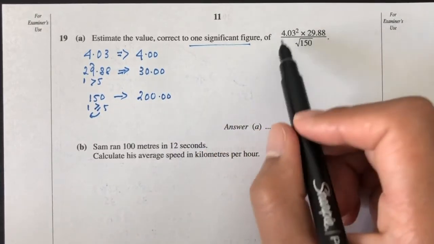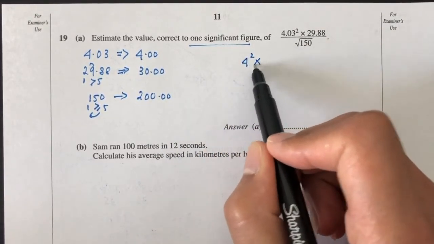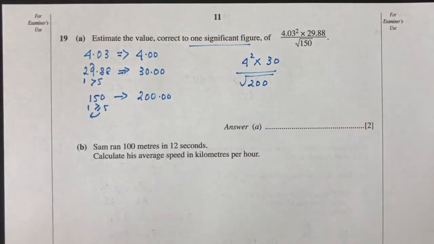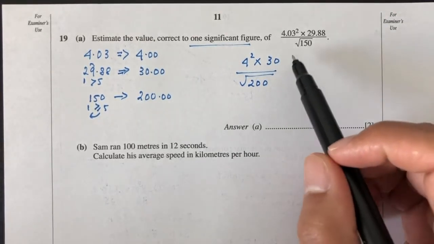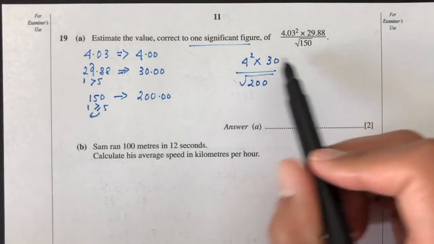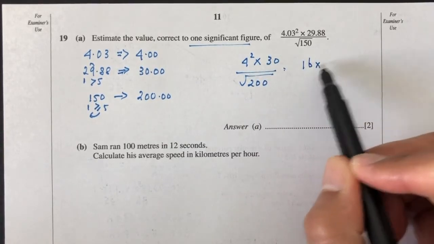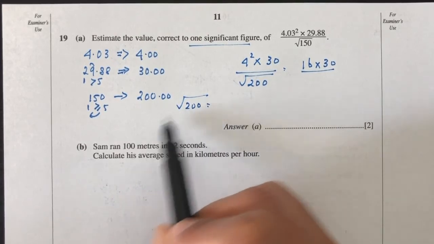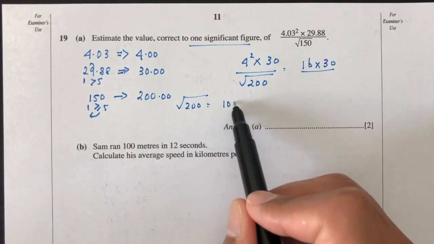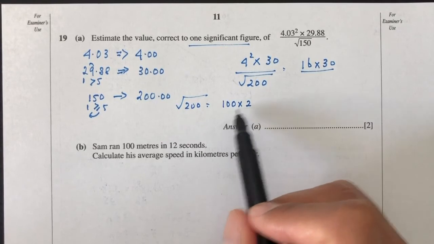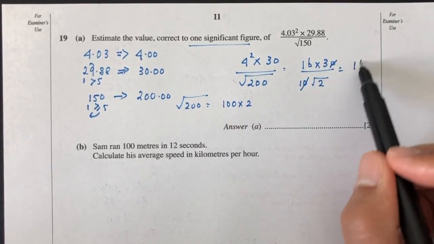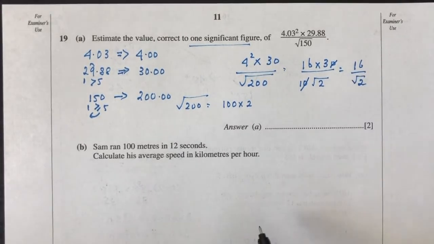We place it back in this equation, we have 4 squared times 3000 divided by square root of 200. Now let's try to simplify. So what do we have here? This will be 16 times 30. What is the square root of 200? We can rewrite this as 100 times 2. It will be 10 square root of 2. The 10 goes away. 16 over root 2.